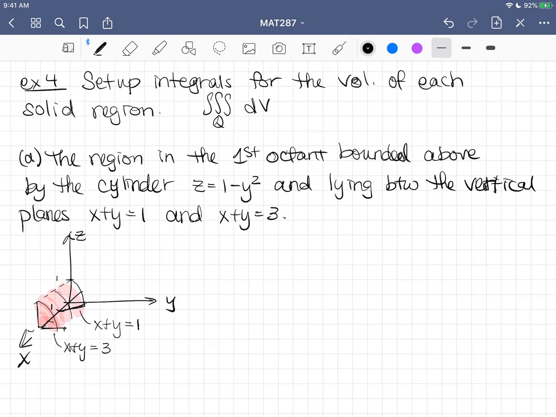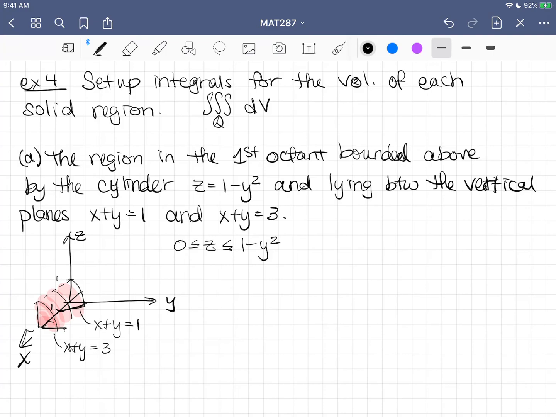All right, so let's think about how we're going to integrate. So again, when I think about taking pieces here, I first want to think about what the z bound is going to be, because I'm going to take pieces going this way, hitting up onto this curve. So z is going to go from down here in the xy plane up to this surface up top. So my bounds on z are 0 to 1 minus y squared.